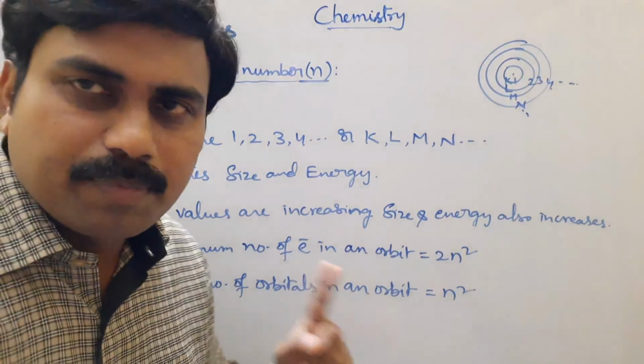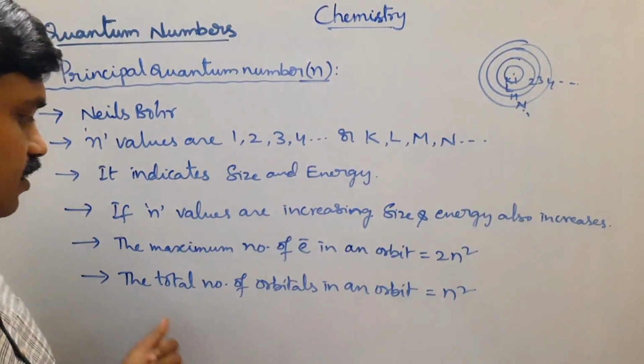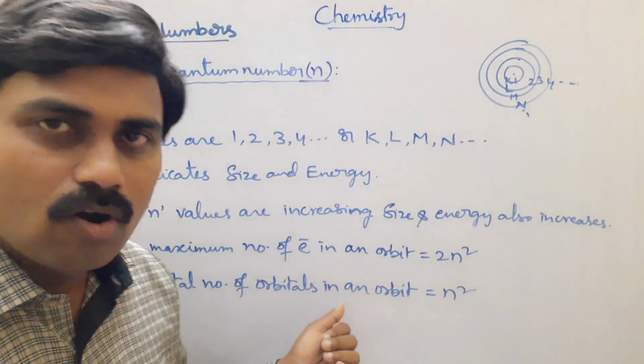Third orbit contains 3s, 3px, 3py, 3pz, and 3d: dxy, dyz, dzx, dx square minus y square, and dz square. So totally 9 orbitals are there in third energy level. Second energy level 4 orbitals. First energy level only 1s orbital. So by using the n square formula, we may calculate the total number of orbitals in an orbit.